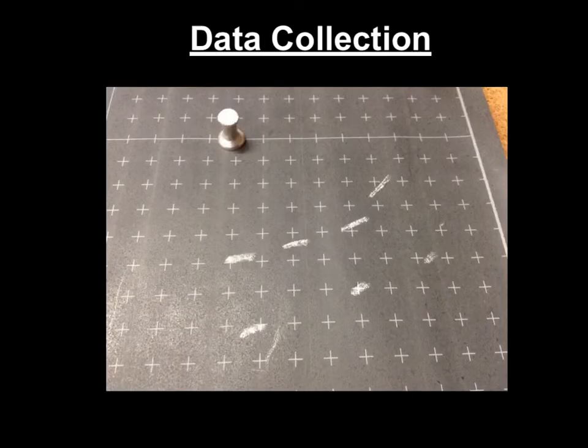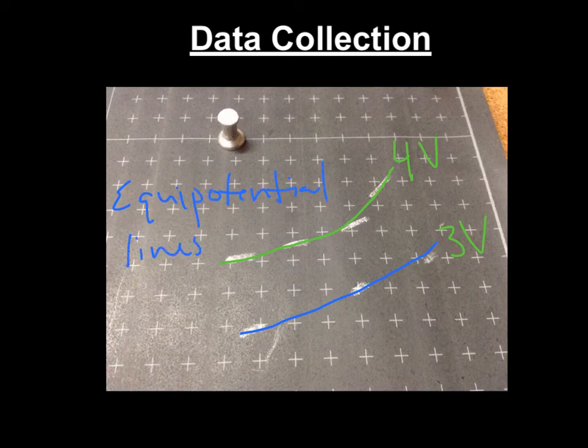When you're done, it looks a lot like this, and you can see these would just be the dots, and let's say that this is a 4 volt line, this is a 3 volt line. So what you're going to do after you have these dots is you are going to connect the dots, and you can use different pieces of colored chalk. That's why they're there. And you'll get a 4 volt line and a 3 volt line. These are your equipotential lines.